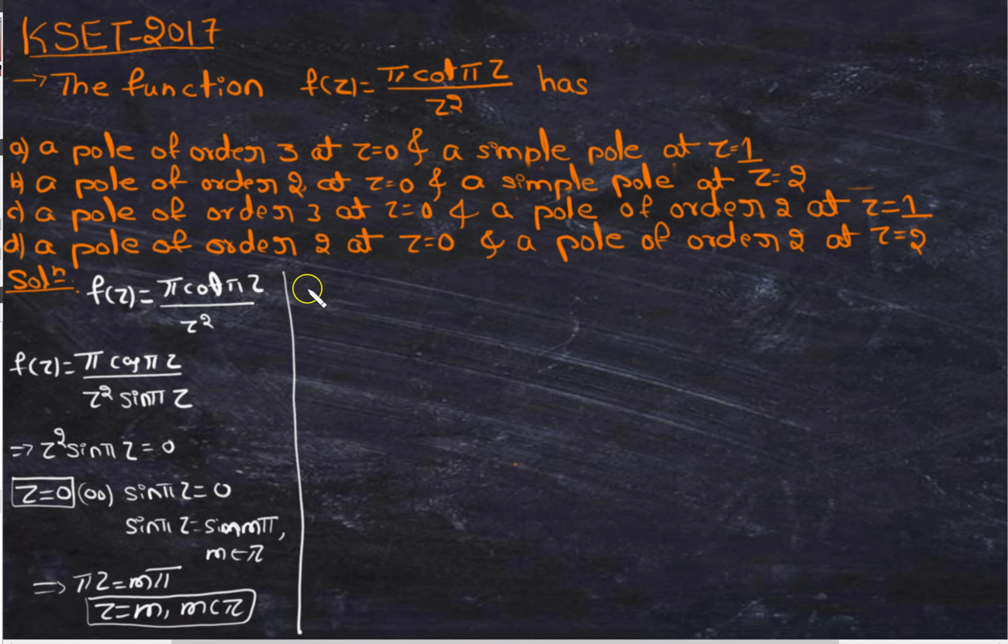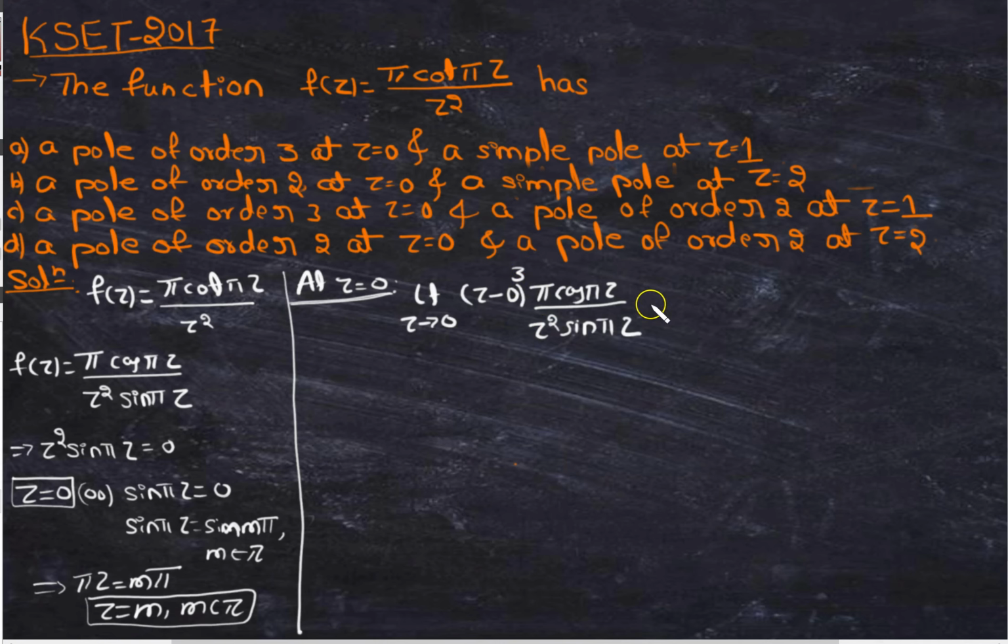Now at the point z equal to 0, first we check whether this is a pole or not. According to the definition, take the limit as z tends to 0 of (z minus 0) raised to a natural number n, into pi cos pi z divided by z square sin pi z. In the denominator z square is there, therefore I will take n equal to 3.